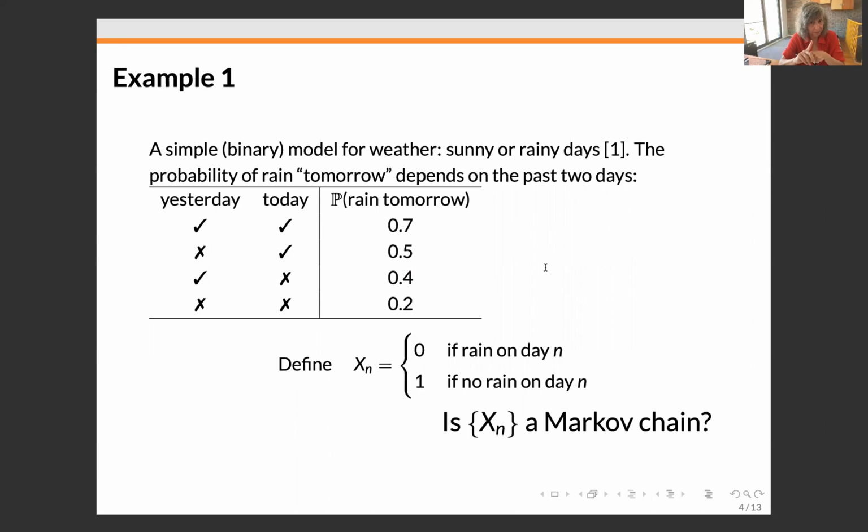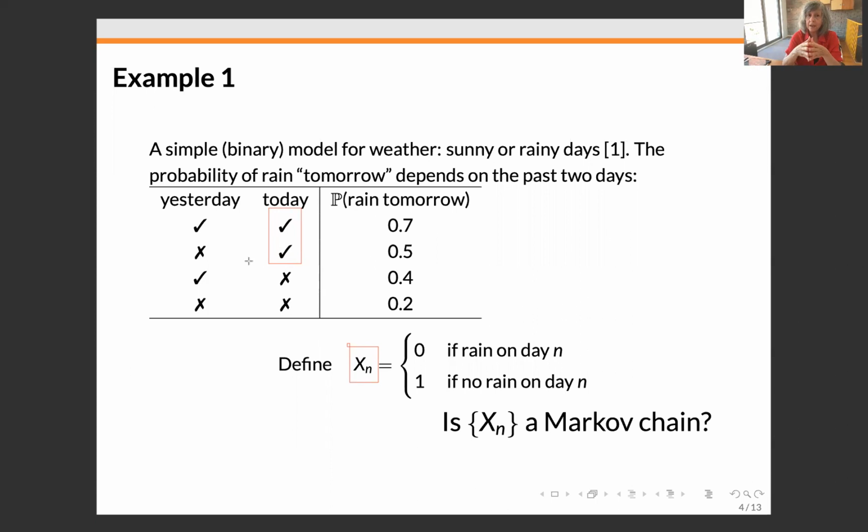Pause if you want. Okay, so this is not a Markov chain, and we can look at that in a very simple way. The information given by Xn, for example, if Xn is equal to 0, means that there was rain today. So it would be either rain today and rain yesterday, or rain today and no rain yesterday.